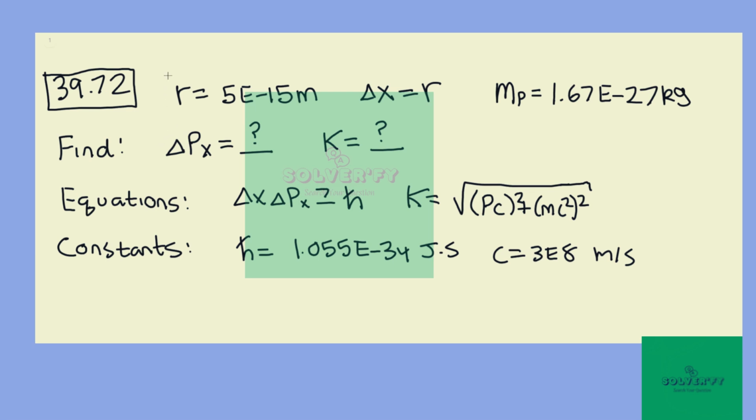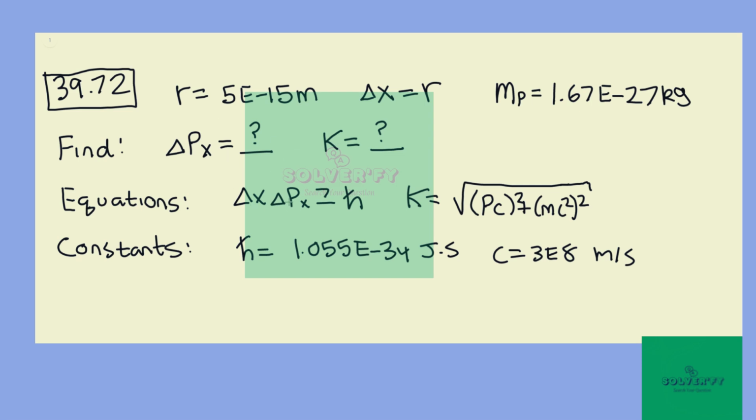Okay, in this problem, we're taking a look at a proton inside of a nucleus, which has an extremely small radius, 5 times 10 to the negative 15 meters. So if we take this radius to be our uncertainty in position, we have a corresponding uncertainty in momentum, which we're asked to find. And from there, we're asked, what would the potential energy of the strong nuclear force be in order to keep this proton inside the nucleus if it has this expected fluctuation in momentum.